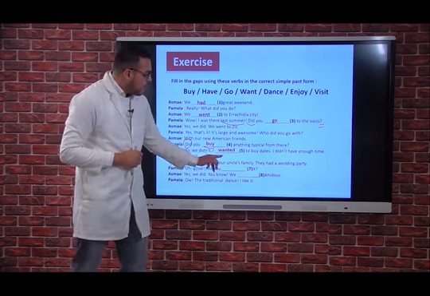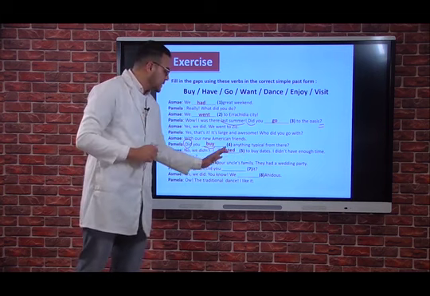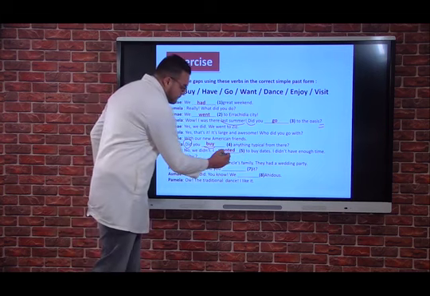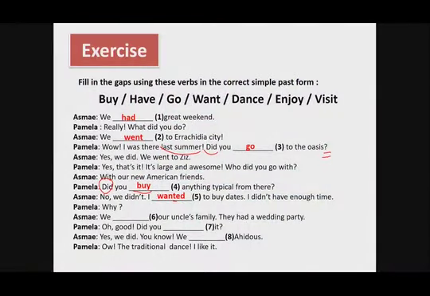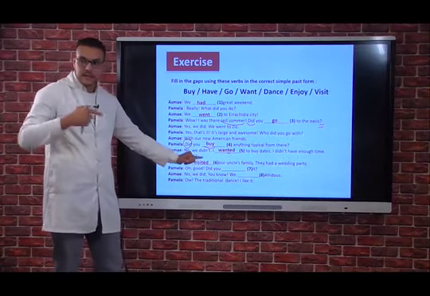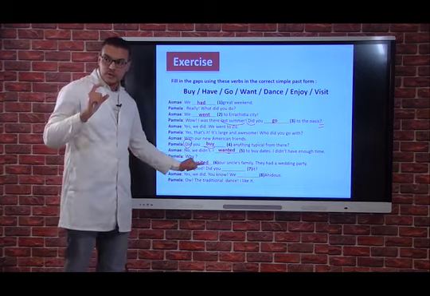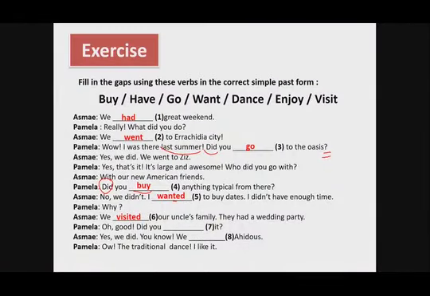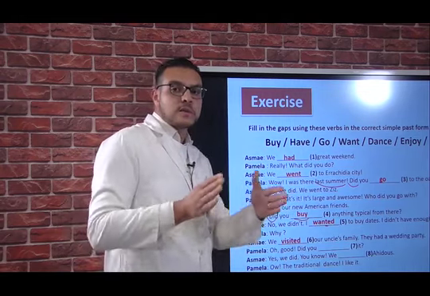I wanted. It's with a T sound here, so how do I say it? I wanted to buy dates. I didn't have enough time. Pamela, why? She said, Asma, we visited, it's another T sound, so pay attention to the pronunciation, please. We visited our uncle's family. They had a wedding party.